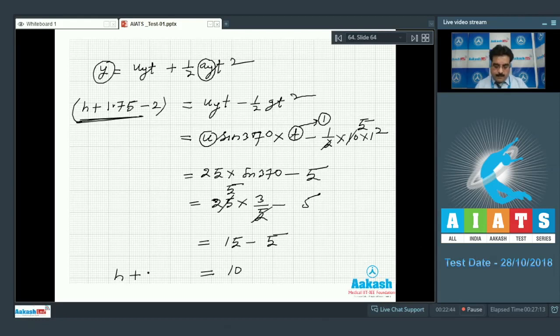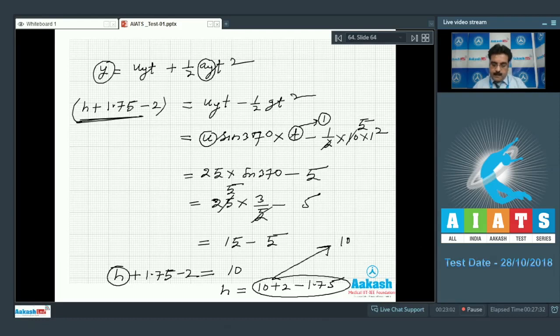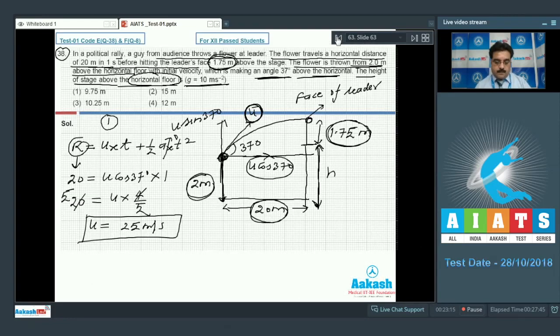But I have h plus 1.75 minus 2, and our requirement is only h. So when you go for h, we'll write 10 plus 2 minus 1.75. And when you solve this equation, you will get 10.25 meter only. So this is how you can deal with this type of question. You have to be very careful regarding this. So now I am going to take my options. As per my discussion, we can say option number 3 will be the right choice.